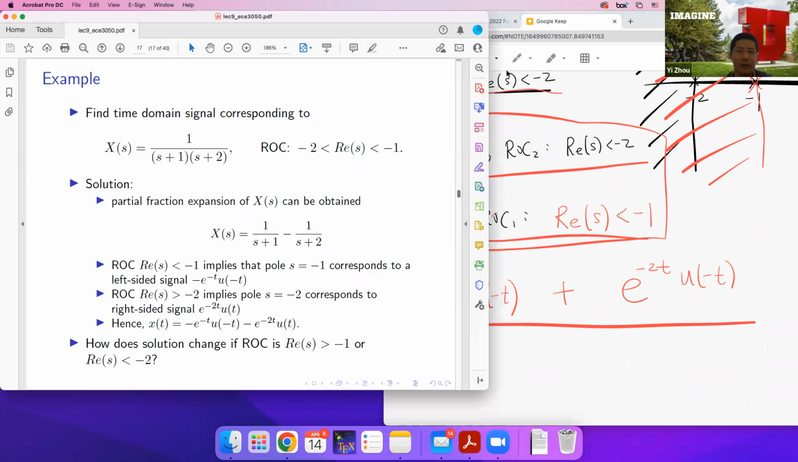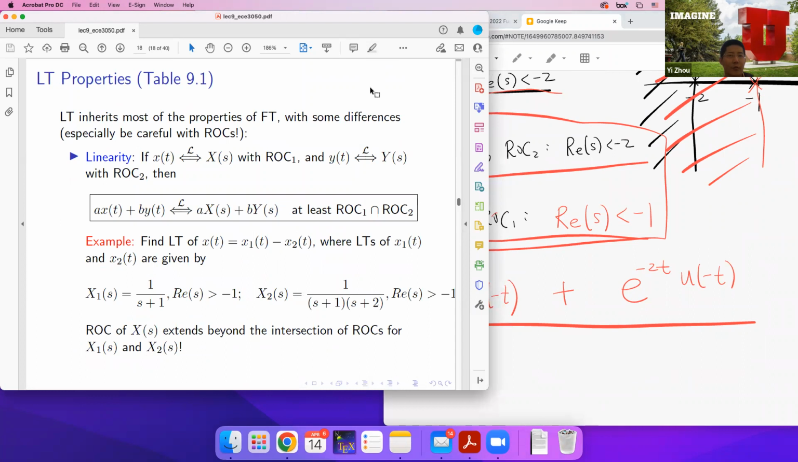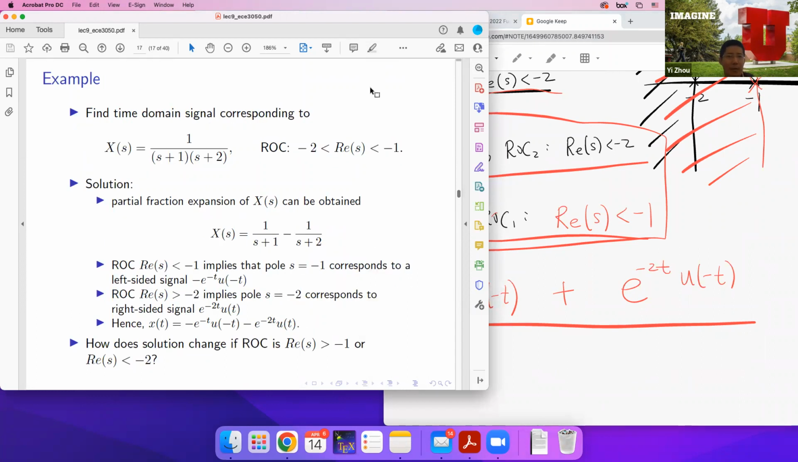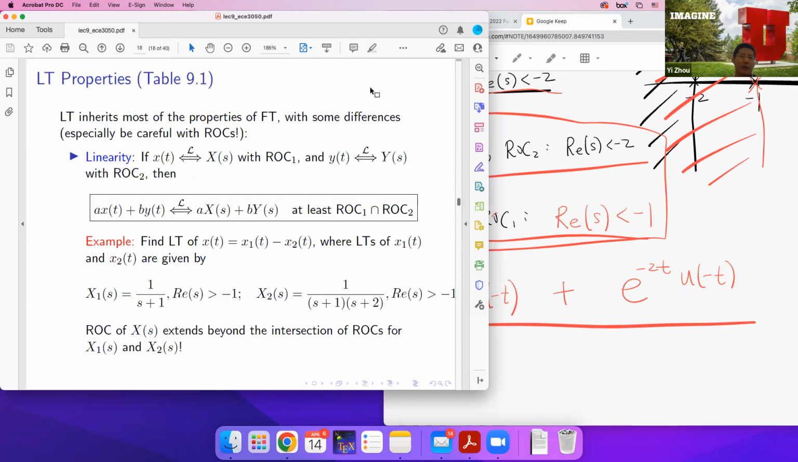Okay. So this is the inverse Laplace transform. Very naturally, because Laplace transform generalizes Fourier transform, it naturally inherits most of the nice properties of Fourier transform. So here we will go over them one by one. We have this linearity. We have seen this everywhere in this course.